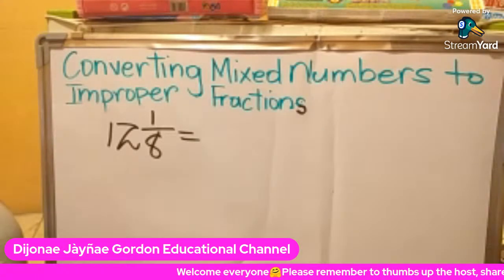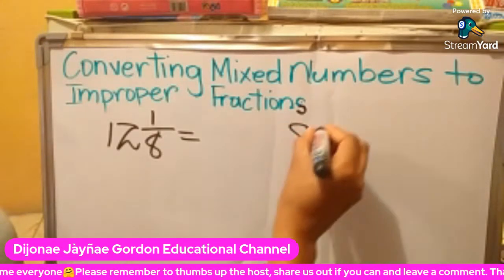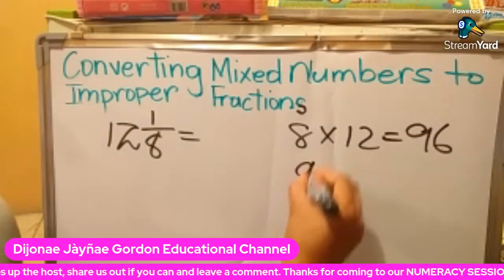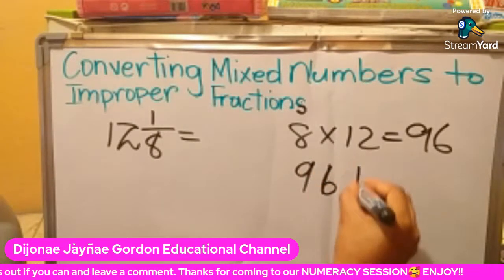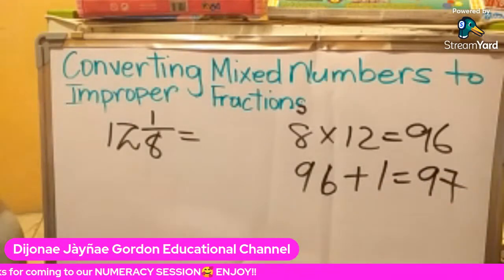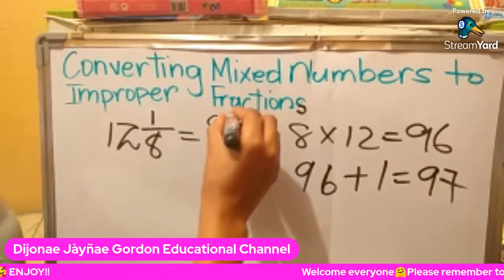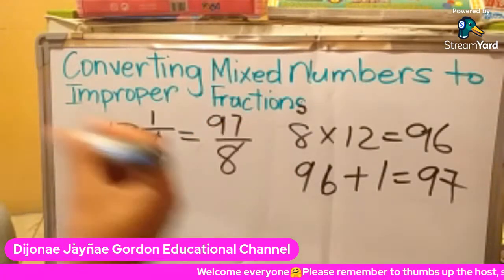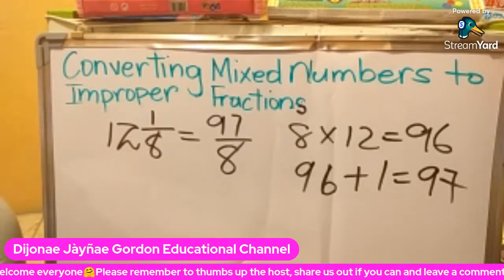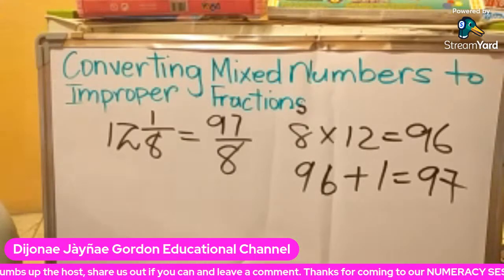So first we have to know what is 12 multiplied by 8, or 8 multiplied by 12. And 8 multiplied by 12 is 96. So 96 plus 1 gives you 97. So now 97 over 8 is going to be your improper fraction. So I see Riri did it, Mystic did it, and Devon did it.